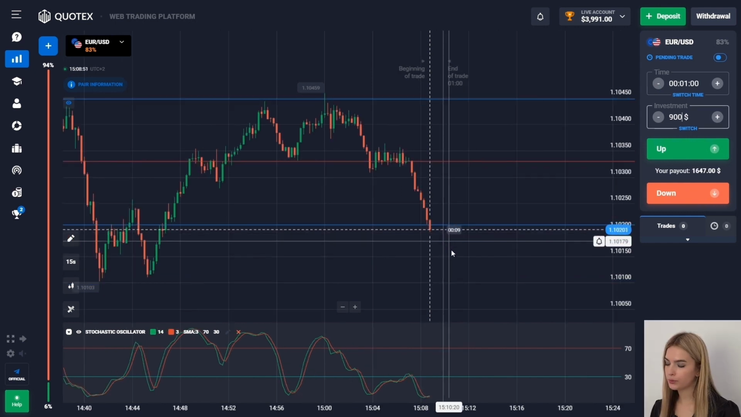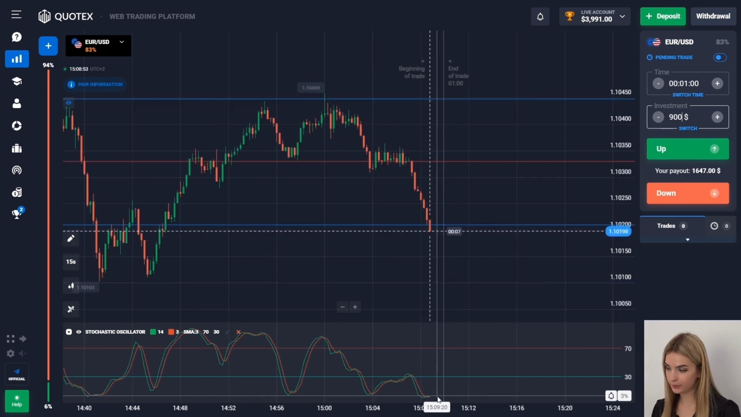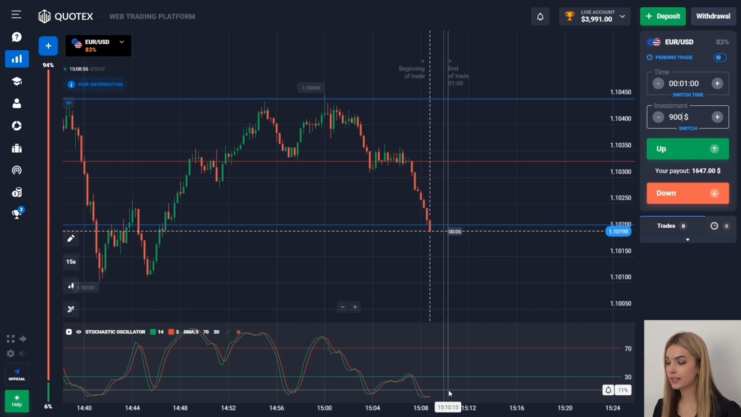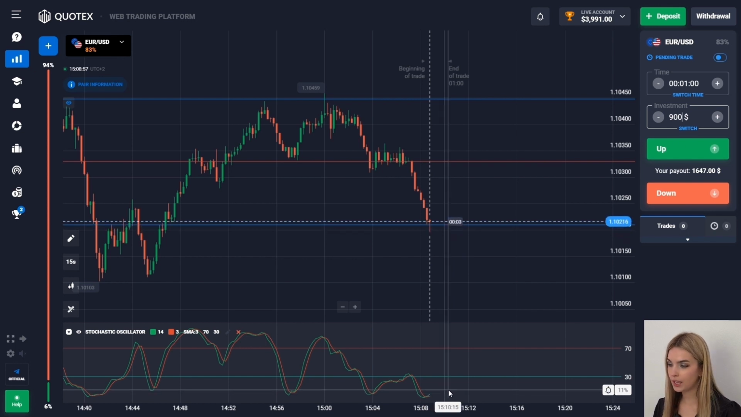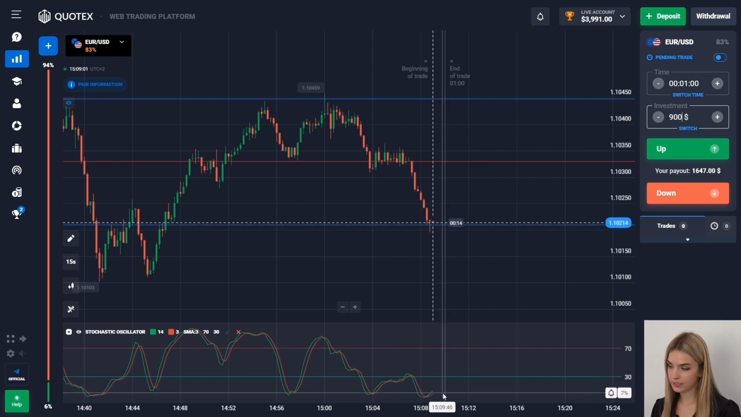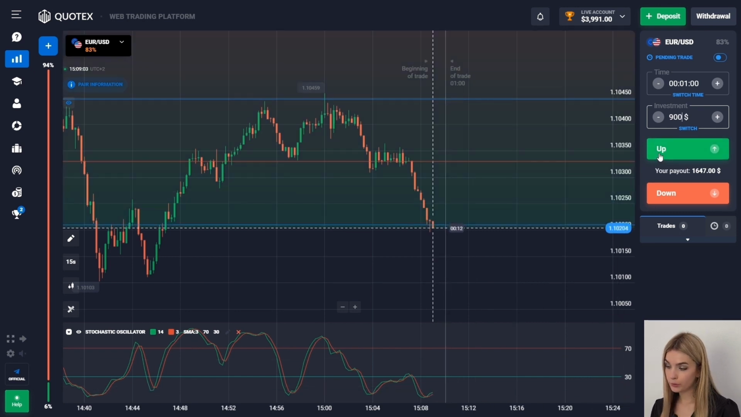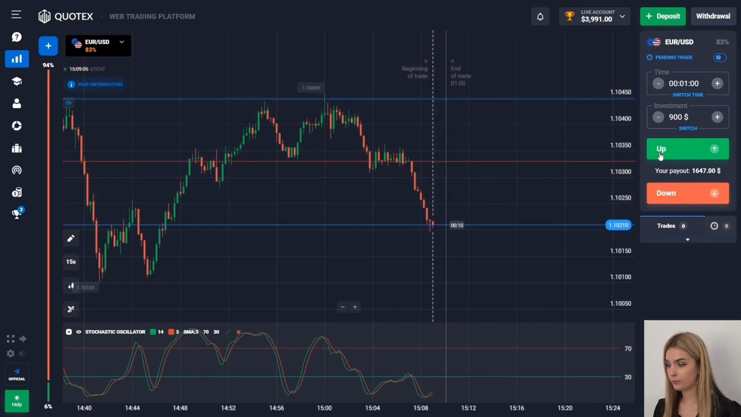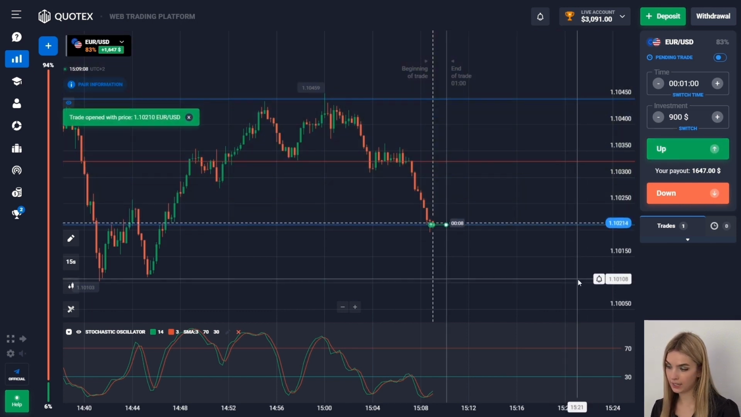Price rolled down to the support level. At the same time, the curves of the stochastic oscillator are also in the lower zone, below level 30 and about to intersect. I think this is a good moment to enter the long. The amount of my transaction is $900.